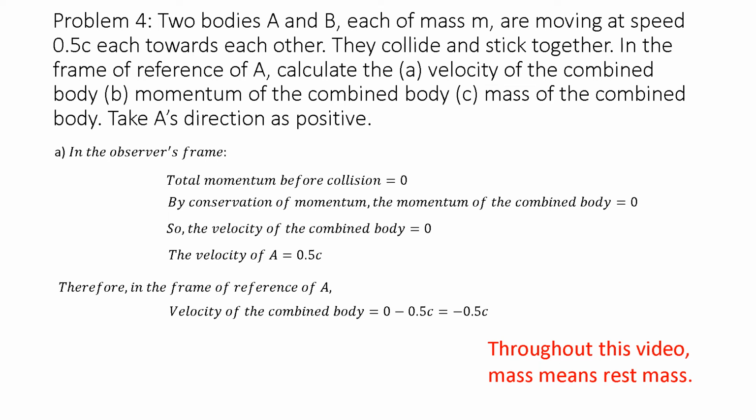And the velocity of A is 0.5c. So in the frame of reference of A, the velocity of the combined body will be 0 minus 0.5c, which means −0.5c. Pause the video, try to solve part B yourself and then proceed.